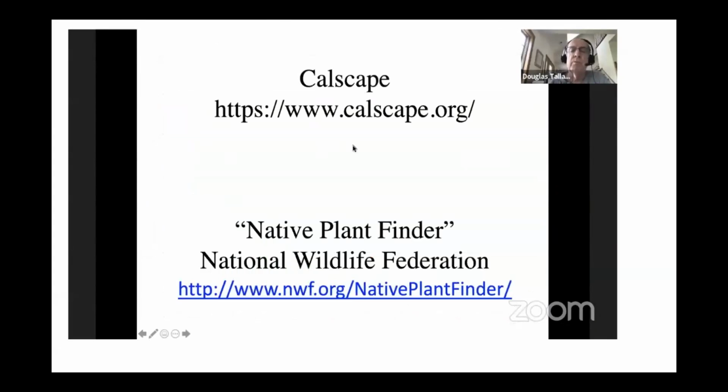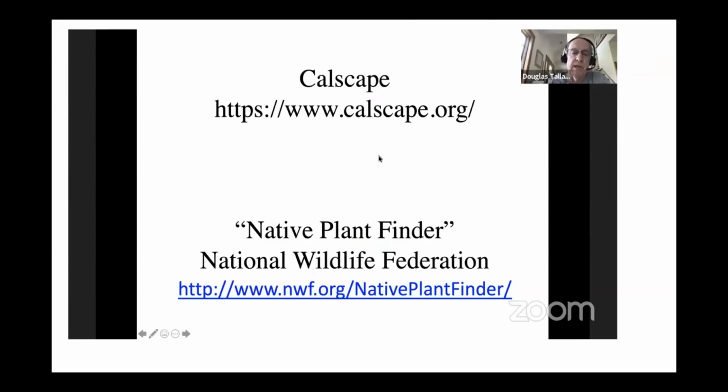Where do we find out what these plants are? If you live any place else in California, you could go to Native Plant Finder, the National Wildlife Federation, and put in your zip code, and a ranked list of woody and herbaceous plants would pop up for your county. It doesn't work real well in California because you have huge counties with several biomes in each one.